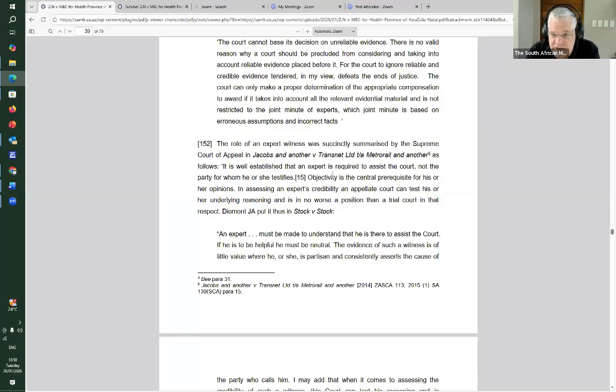It is well established that an expert is required to assist the court, not the party for whom he or she testifies. Objectivity is the central prerequisite for his or her opinions. In assessing an expert's credibility, an appellate court can test his or her underlying reasoning. Remember, we've looked at that, and is in no worse a position than a trial court in that respect. Let's not worry too much about the difference between the trial court and the appellate court. That's to do with how an appeal court can approach the matter.